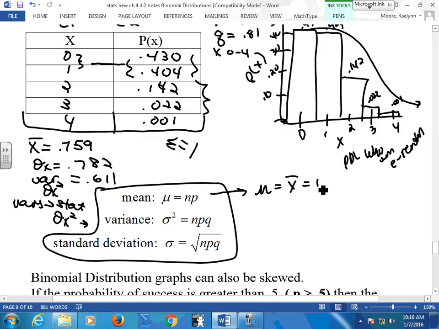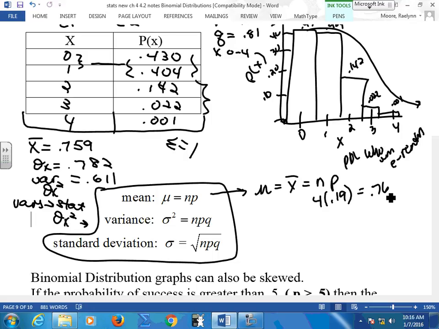We take n times p. N is the number of times we did this. P is the probability of success. When you multiply this, you should get 0.759, or really, really close to that. It's rounded, so 0.76. We're kind of doing a little rounding here versus in our calculator.